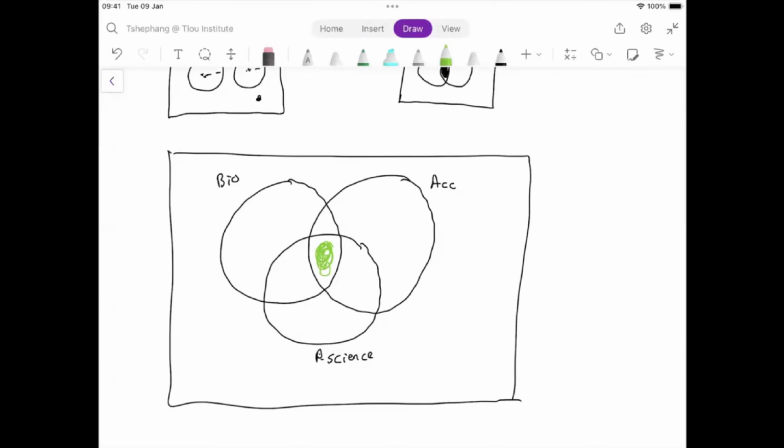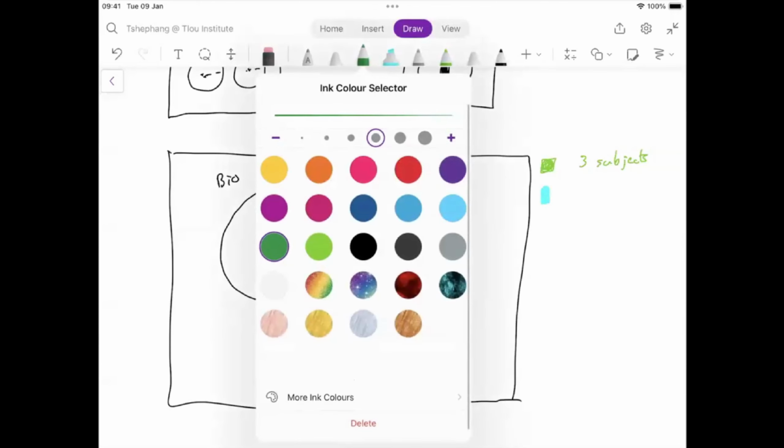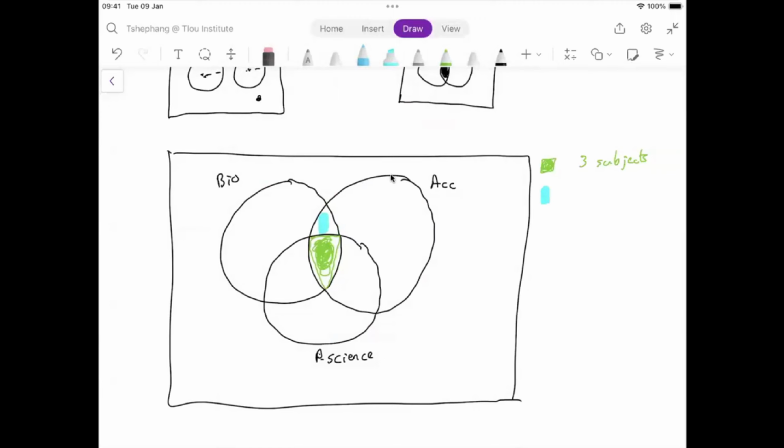Right, what does this mean? It means that whoever is found in here takes three subjects. So I'll represent it here. So in green, you're taking all the three subjects. Now, here, what are you taking? Anyone? In blue, the blue that I just highlighted here, you're taking two subjects being accounting and bio.